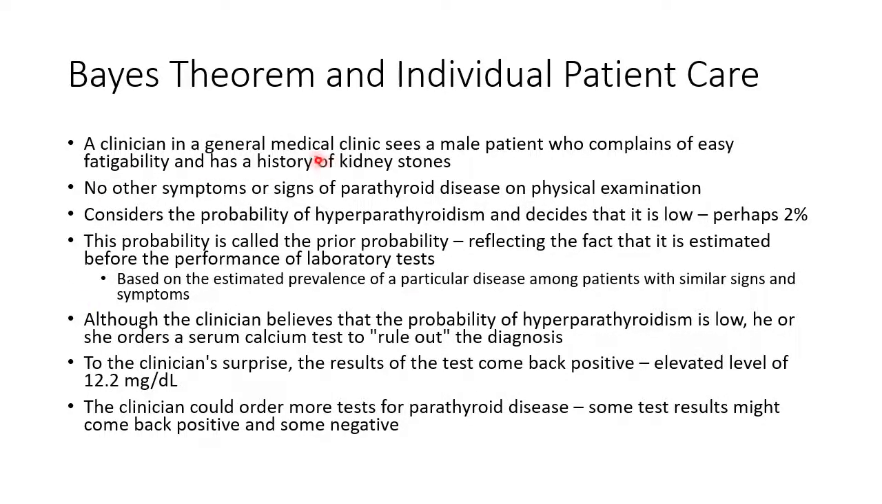So let's say, for instance, we have a patient who is coming in complaining of easy fatigability. They have a history of kidney stones. They don't have any other signs of parathyroid disease. We're kind of focused on parathyroid disease right now. So let's say you are thinking about the patient, okay, what is the actual chance this patient has hyperparathyroidism? You say maybe it's pretty low, probably a 2% chance that they actually have that disease. Okay, we have no idea.